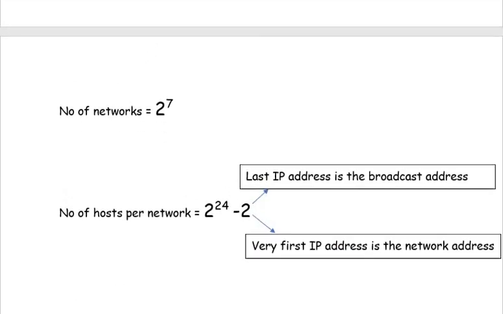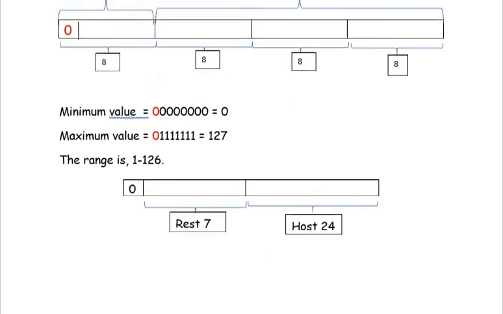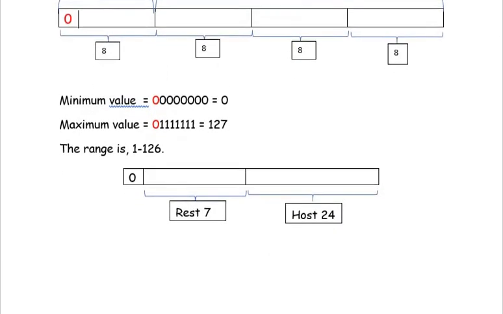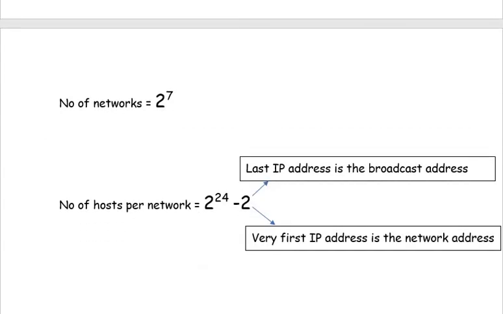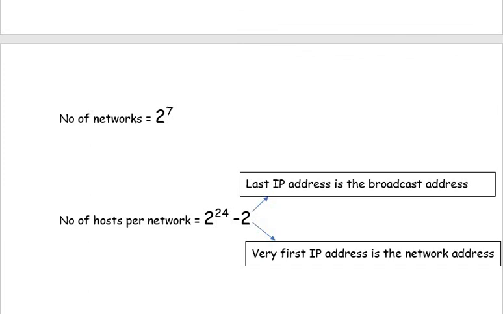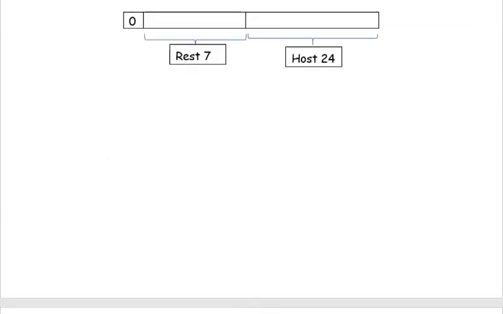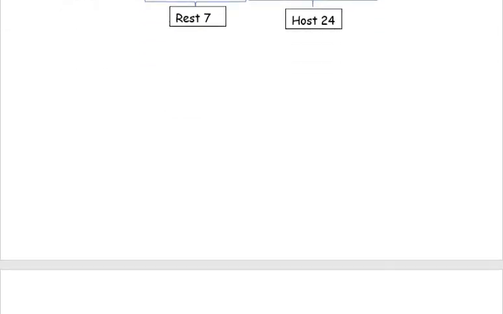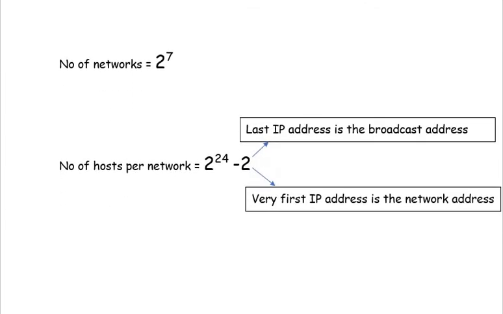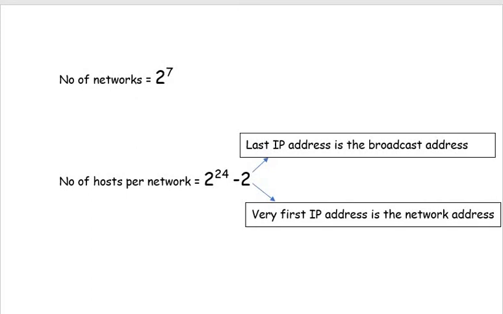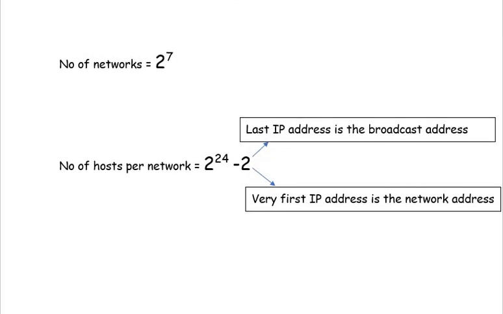Number of networks: first 8 bits, 0 is fixed, rest 7. Number of networks is 2 to the power 7. Number of hosts per network: host bits are 24, so 2 to the power 24 minus 2. Minus 2 means the last IP address is the broadcast address, and the very first IP address is the network address.